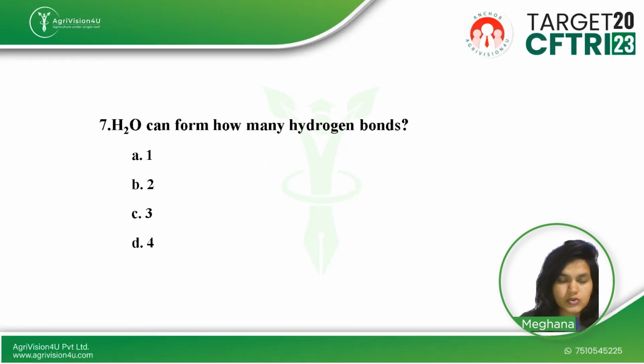Then comes the seventh one. Water, H2O, can form how many hydrogen bonds? Option A is 1, option B is 2, option C is 3, and option D is 4. Water can form four hydrogen bonds, where the hydrogen bond forms between the hydrogen and the oxygen atom of adjacent water molecules. The attraction between two individual water molecules creates a bond, known as the hydrogen bond. So water can form four hydrogen bonds.